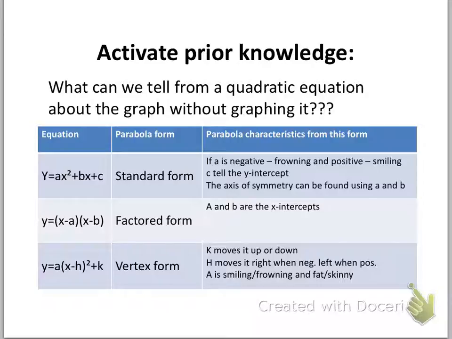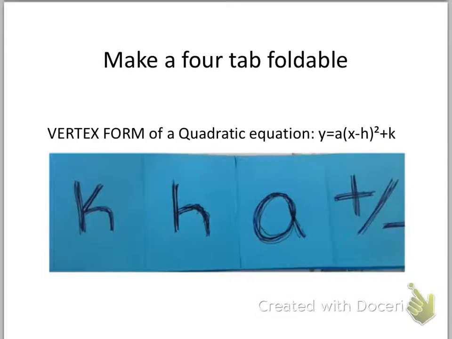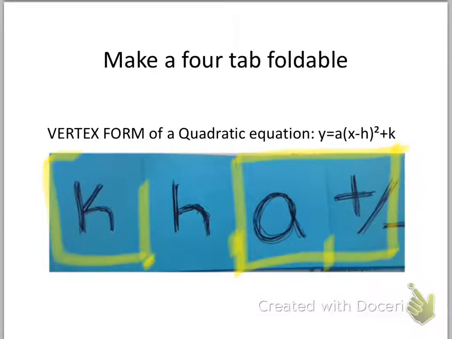Yesterday, these are the pieces of information we added in there. The K, the H, and the A. All right. So what you're going to do today is get a little bit more detail on the K, the H, and the A into your foldable. So you've got 4 tabs. I'd like you to label them as K, H, and A. And then the last tab will be plus or minus. So the last 2 tabs both have to do with A. Okay?